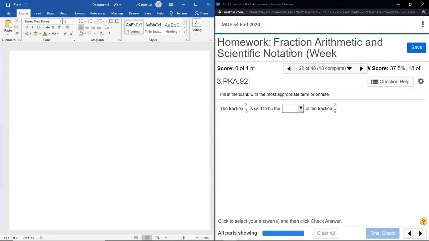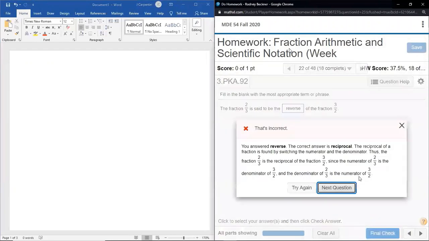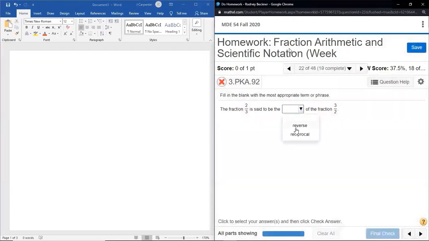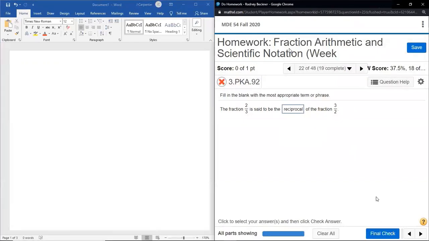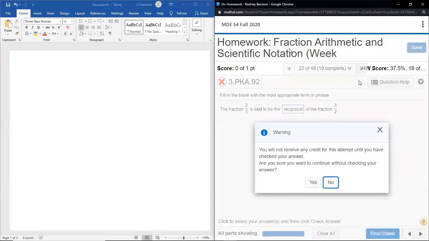So the fraction 2/3 is said to be the blank of the fraction 3/2. When you pull down your menu, you have the options of reverse and reciprocal. Some students might say, oh, well, it's flipped, so it's the reverse of it, but that's going to be wrong. It's actually called the reciprocal. If you try again, it's just going to give you the same thing because drop-down menu questions are boring. So reciprocal is when you flip a fraction, and we've talked about that. Dividing by a fraction means you multiply by the reciprocal. Reciprocal meaning to flip the fraction.